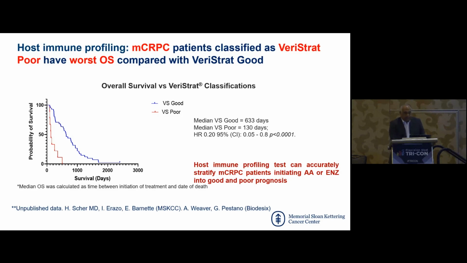So VeriStrat good is prognostically good. Median survival, 633 days versus, again, pre-treatment VeriStrat poor, median survival of 130 days. So conclusion, host immune profiling test can as well accurately stratify metastatic castrate-resistant prostate cancer patients, in this case with abiraterone or enzalutamide, into good and poor groups.